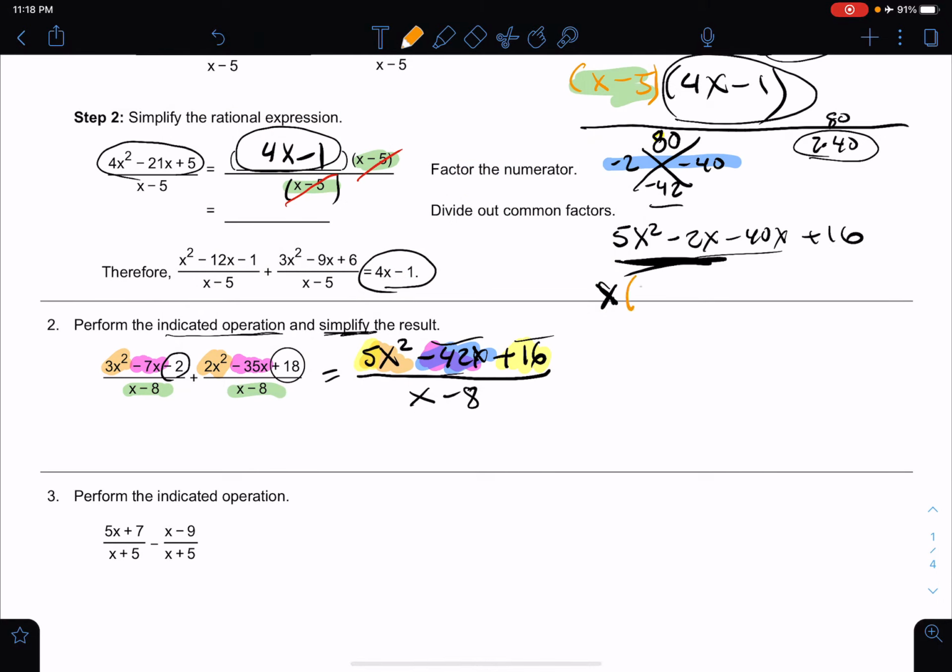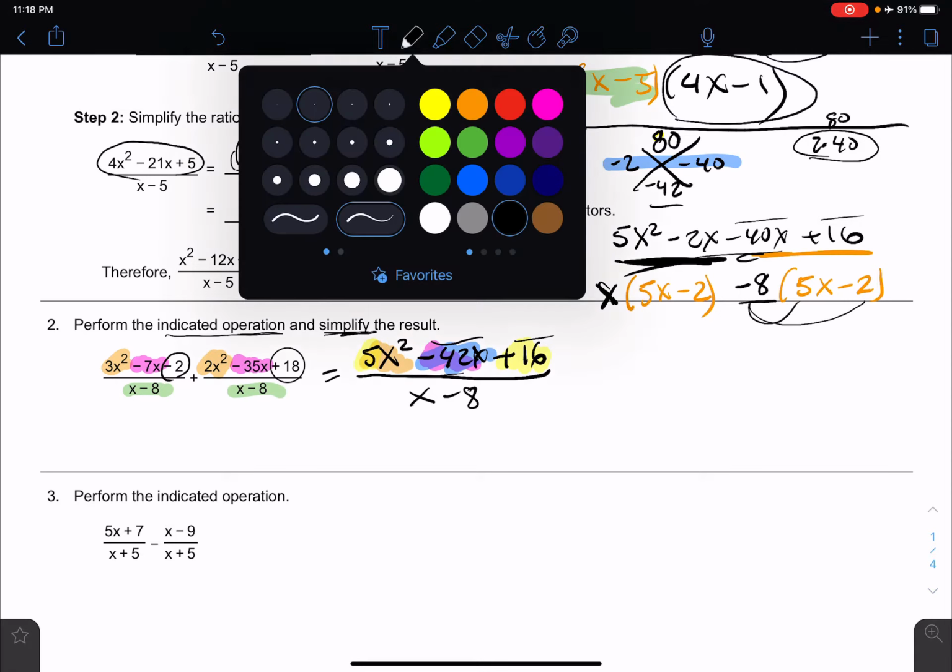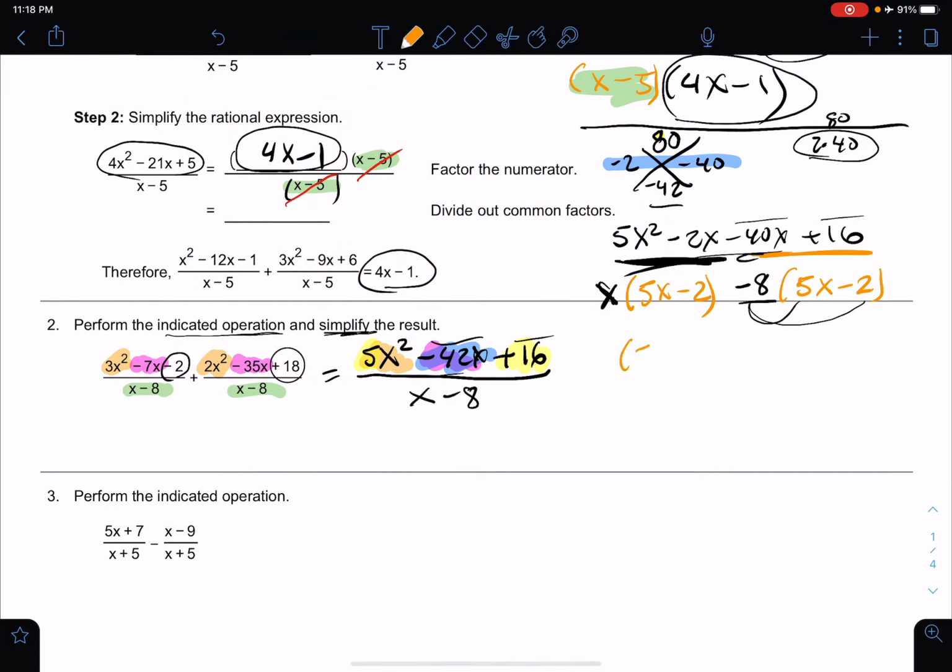So what do we have left? 5x minus 2. Now with the next 2, I have to get 5x minus 2 for this to work. Is there anything that I can factor out to get that 5x minus 2? Let's see, negative 40. So how about negative 8? Let's double check it. Negative 8 times 5x is negative 40x, and negative 8 times negative 2 is positive 16. Looks like it's working out perfectly. Factor out the common factor of 5x minus 2, which leaves us with x minus 8.